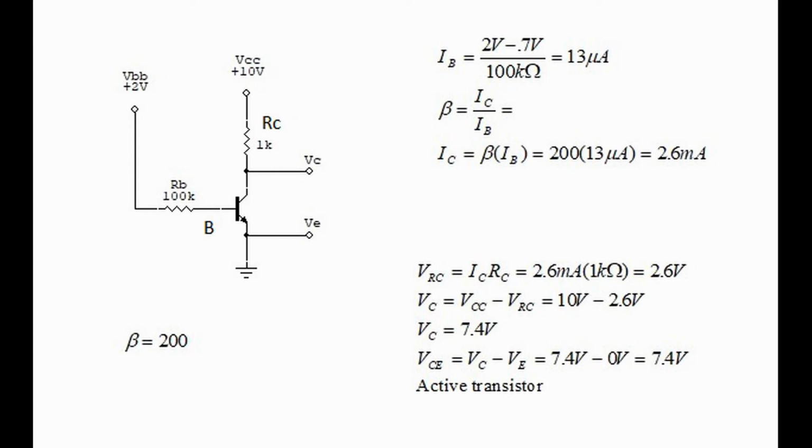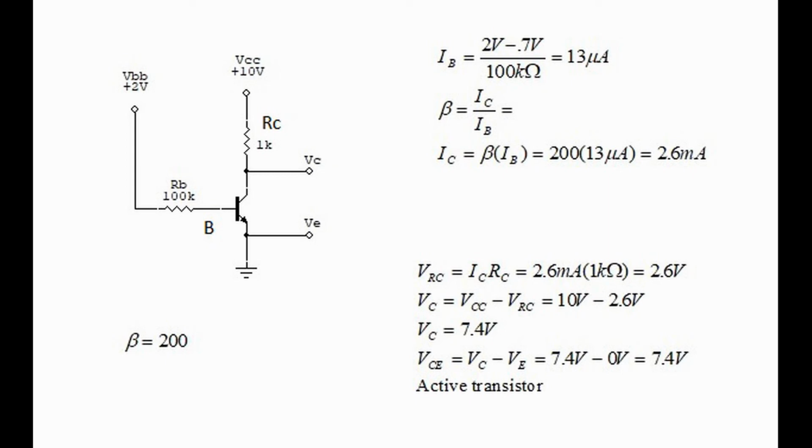Now we use beta to calculate the collector current. Since beta is collector current divided by base current, then collector current is equal to beta times base current. In other words, 200 times 13 microamps, which equals 2.6 milliamps. The collector current will cause a voltage drop across the collector resistor, and this is called VRC, and it equals collector current times the resistor value. In other words, 2.6 milliamps times 1 kilo ohm, which equals 2.6 volts.